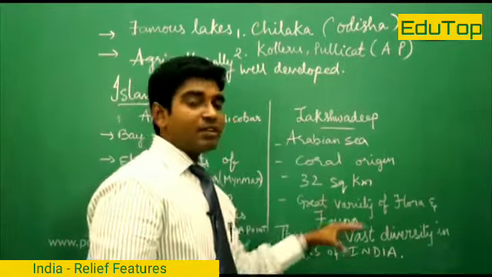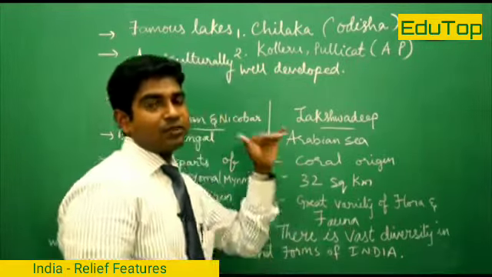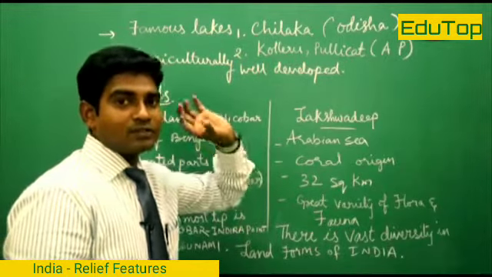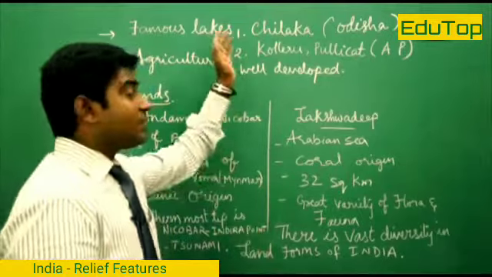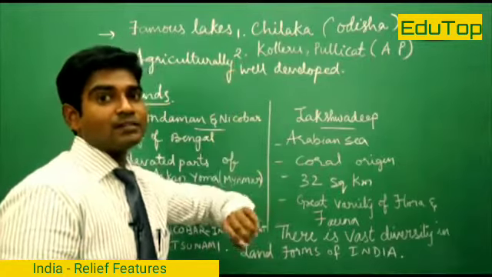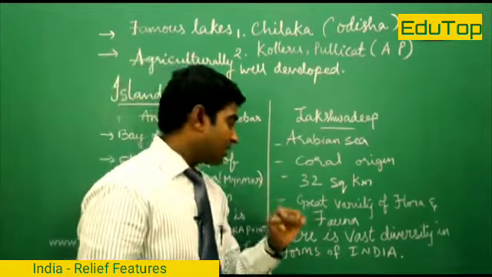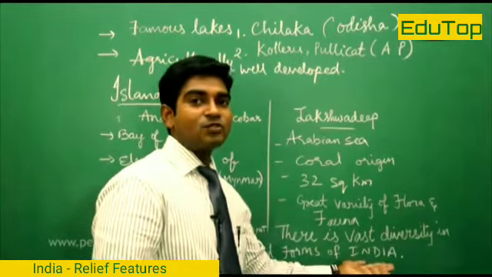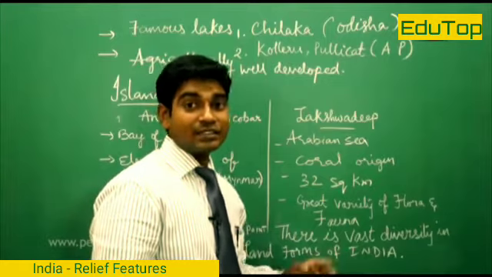And after a brief study of all these things, we have seen the Himalayas, the Indo-Gangetic Plain, the Peninsular Plateau, the Western Ghats and Eastern Ghats, then the coastal plains, and finally the islands. Now we can come to a conclusion that there is a vast diversity in the forms of land existing in our country, India.